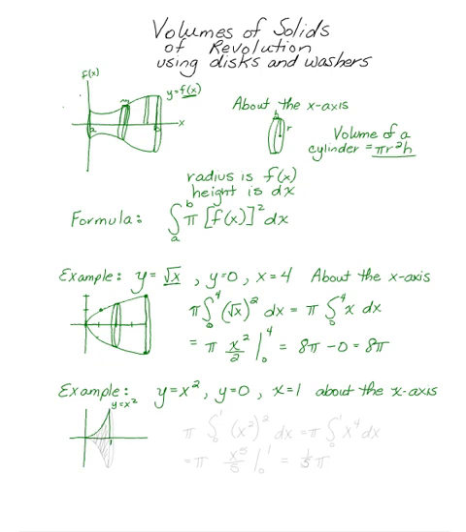Okay, so let's use as our example y equal to x squared, y equal to 0, x equal to 1. As you can see, this region, so we've got the x-axis, got the line at x equal to 1, we've got the function y equal to x squared. We're going to rotate that about the x-axis. So what we're going to get is a picture that looks similar to this one. Okay, so we'll have our picture. Here's our region. Here's our object that we're going to find the volume of.